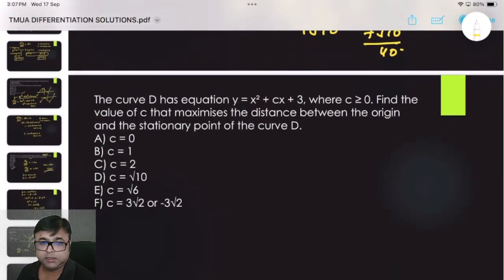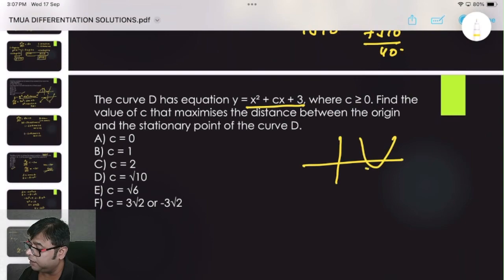Now let's move on to this next. The curve D has an equation y is equal to x square plus cx plus 3, where c is greater than or equal to 0. Find the value of c that maximizes the distance between the origin and the stationary point of curve D. Stationary point again is the point of minima or maxima or point of inflection, but here they're talking about a curve which is cup shaped. It's like this. So here definitely this is the minimum value. And I have to find the maximum distance between this point and this.